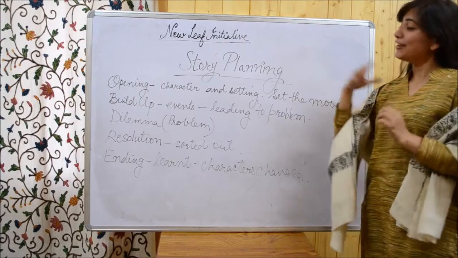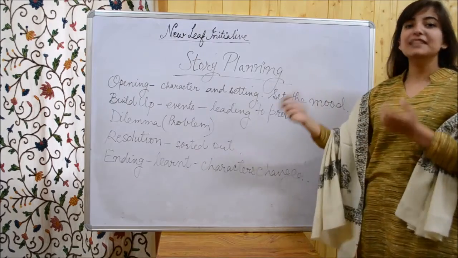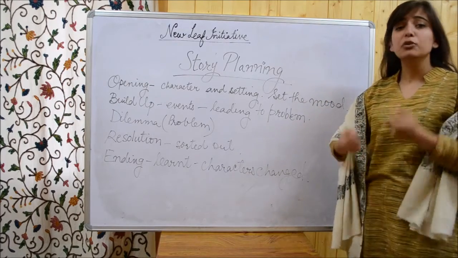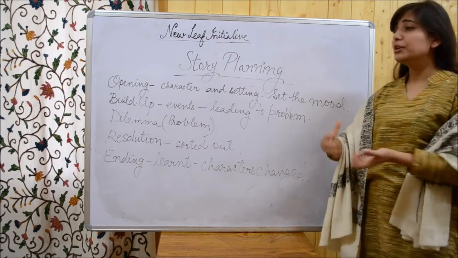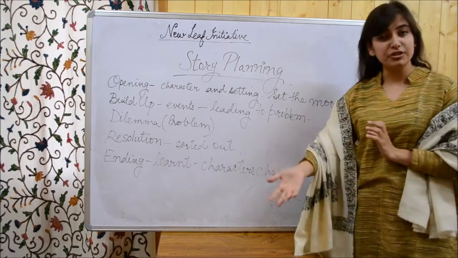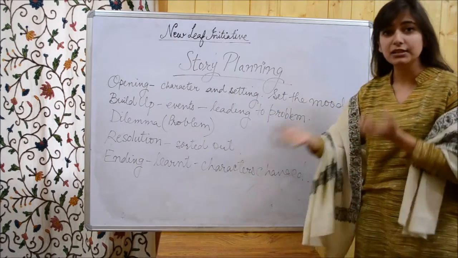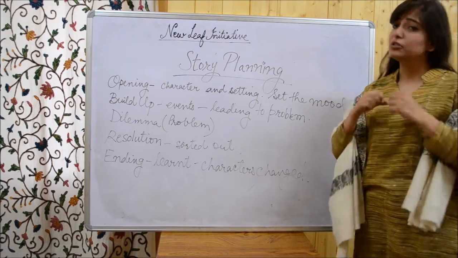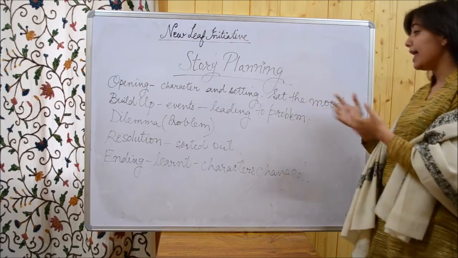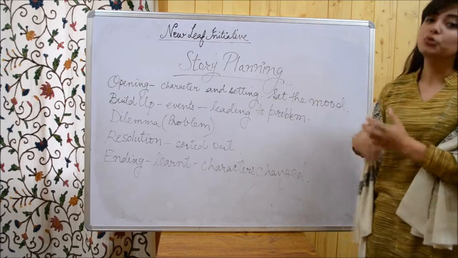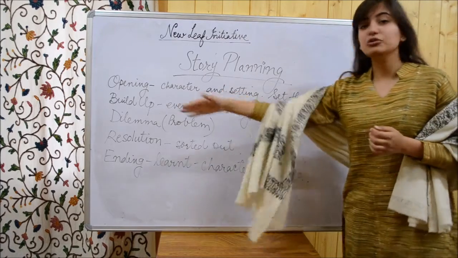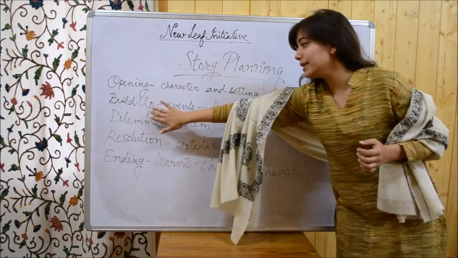Now we're done with story starters, and let us move to another key point of our objective today, story planning. Story planning is essentially a set of steps which the kids can use to build up their stories and make full-fledged narratives. So the first part of your story planning will be opening. Definitely the kids need to tell about the setting, the characters, and then they need to set the mood for the story. Then they move on to the second step, which is called the build-up.